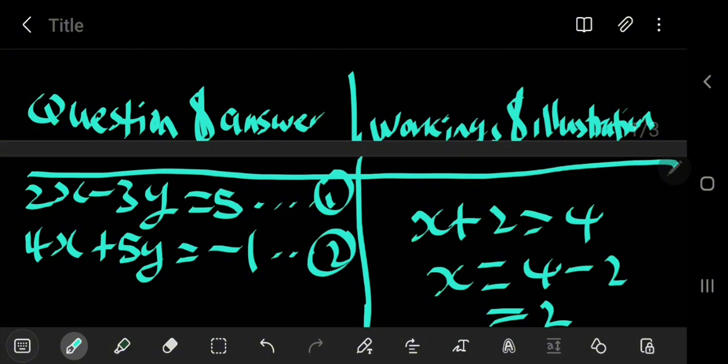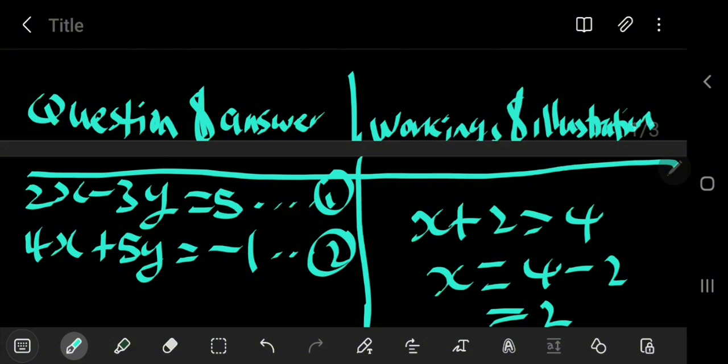So the question is, how do we make any of the variables the same? Now, we have to choose. Either we want x out of the picture or y. Some people just prefer x. They are used to x is equals to.